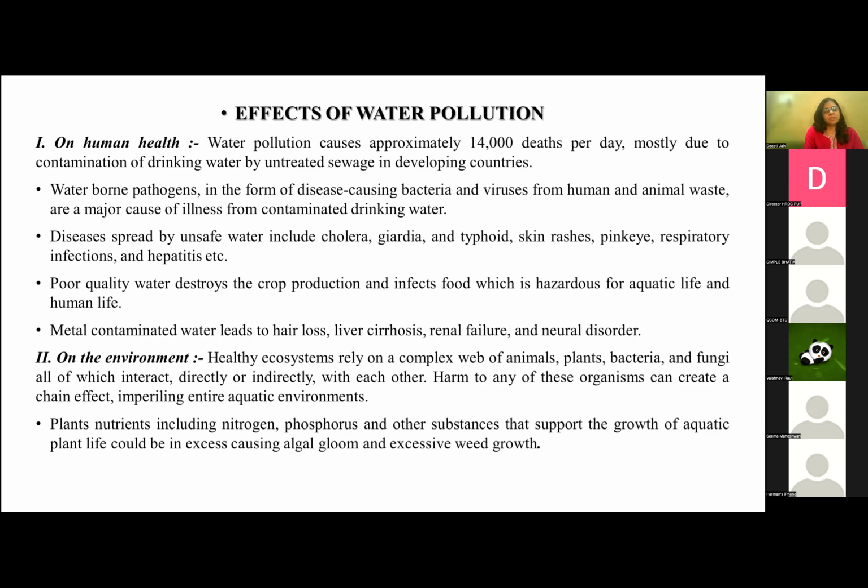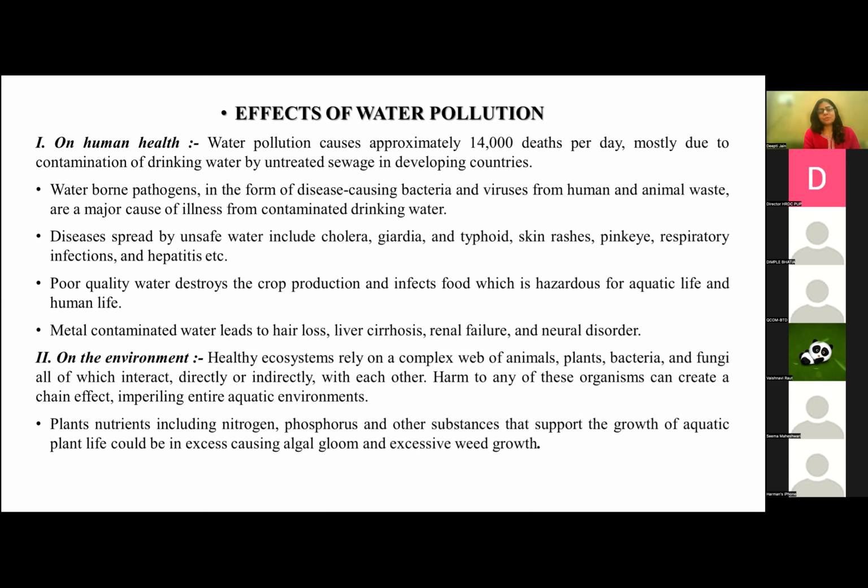So water pollution, how is it affecting our life? It has a drastic effect on human health. Water pollution causes approximately 14,000 deaths per day, through contamination of drinking water by untreated sewage in developing countries, which is a very serious issue. 14,000 deaths per day is not a small number. Just now we came up with corona, and everyone is fearing that death rate, and we are talking a lot about that.